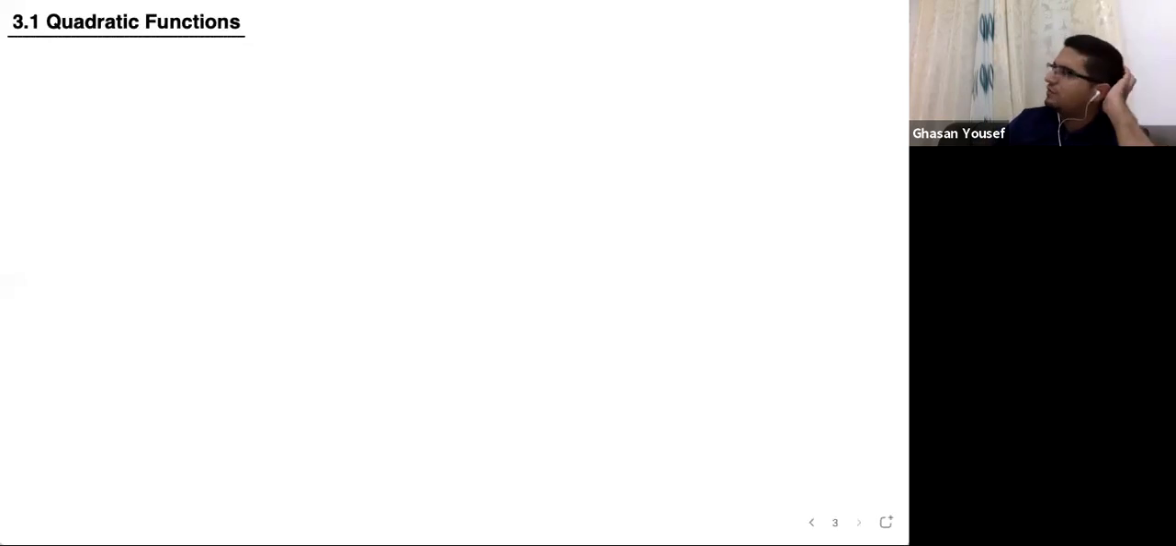Now let's go to the new section 3.1, quadratic functions. Does anyone have an idea what quadratic functions mean? Do you know what quadratic functions are? Anyone know what quadratic functions are?